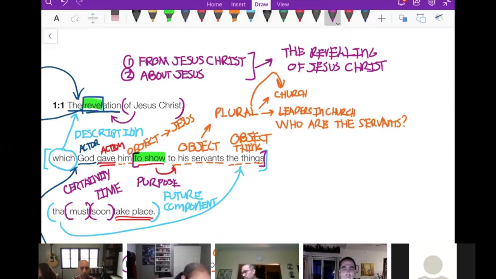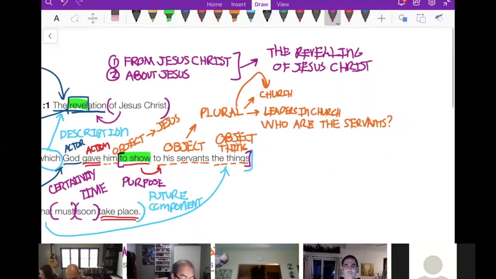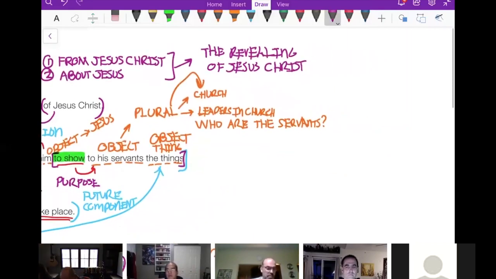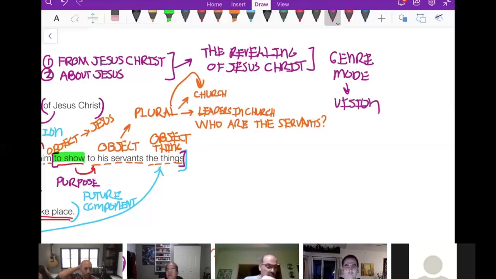But in talking about the word revelation, it's the Greek word apocalypse. That's where we get apocalypse, right? So it is a specific genre or mode, and that mode is vision. Okay? Is everyone tracking with me there? Everyone with me there?